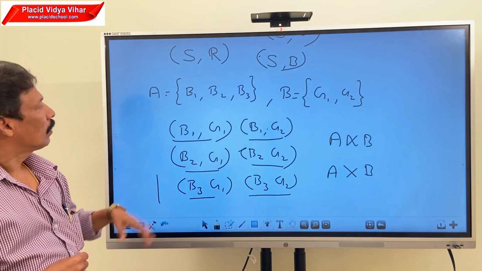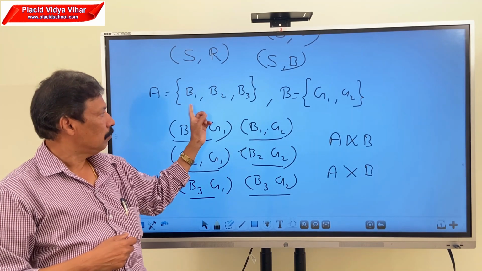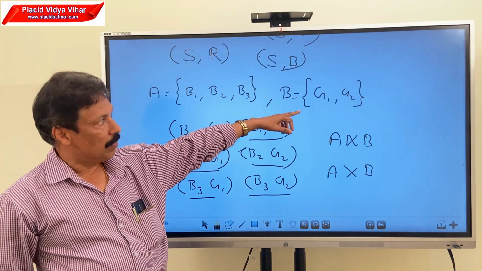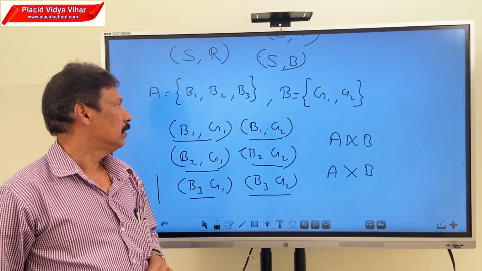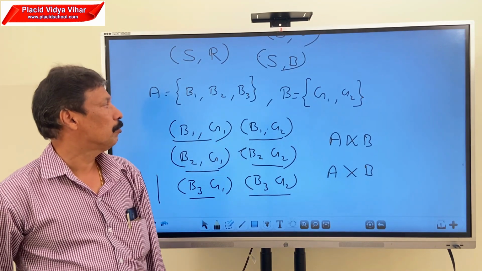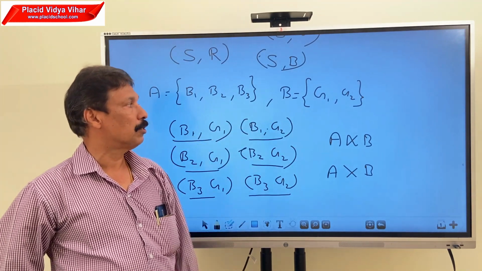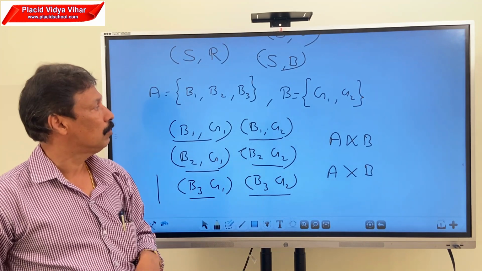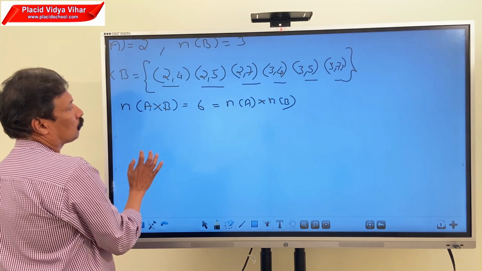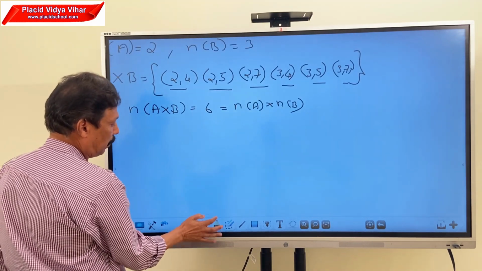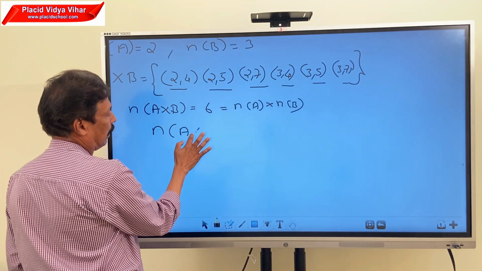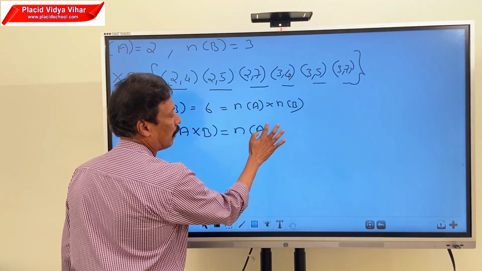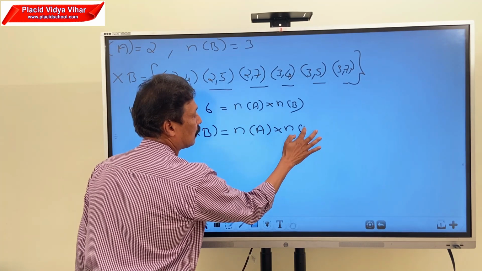Here also, in our previous example, A equals the set {B1, B2, B3}, there are 3 boys, and B equals {G1, G2}, there are 2 girls. So the number of elements in A is 3 and in B is 2. The number of elements in A cross B is 6, that is also 3 into 2. Generally, there is a formula: the number of elements in A cross B equals the number of elements in A into the number of elements in B.